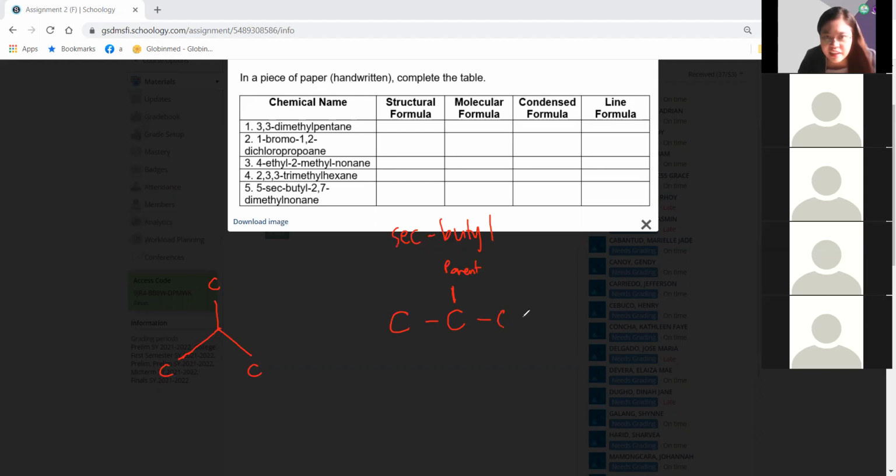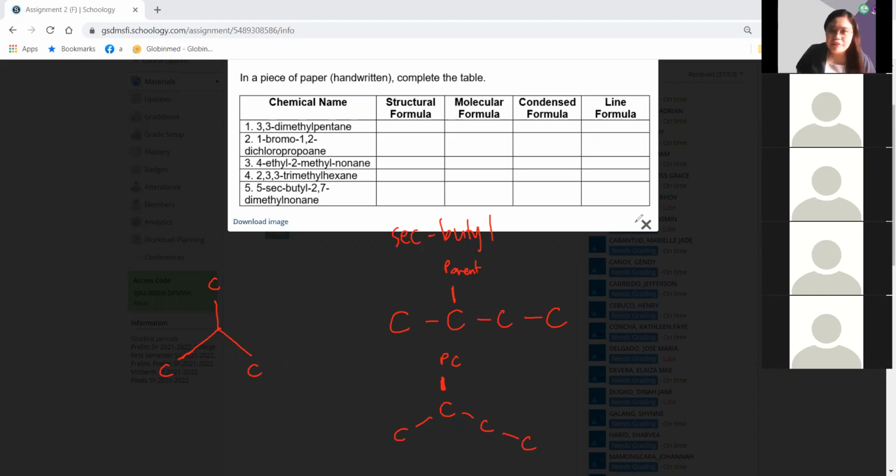Yes po. And then, ganito ang ginawa mo? Or pwedeng C, and then this is the parent chain here. Ginawa mo siyang umbrella like this one. Ganyan? Pwede din naman. Yes po. That is still a sec-butyl. I have no problem with that. As long as the connection on the parent chain is still at carbon number 2, no problem. That is still a sec-butyl.